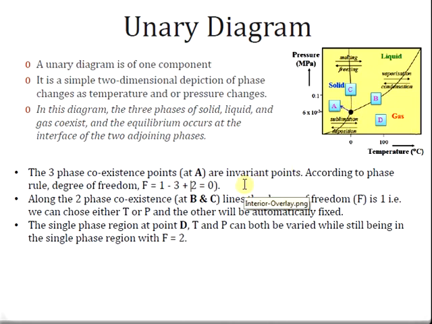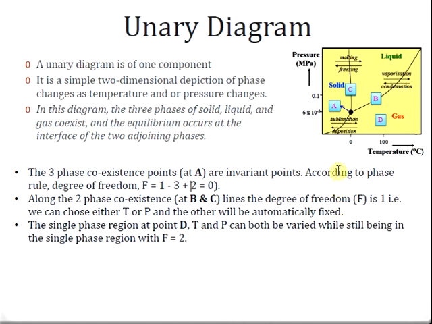That means this is only happening at one particular temperature as well as one pressure value. We cannot fix any of these values. So you don't have the freedom to fix the temperature at which we can bring about this triple point. Also, we cannot define at what pressure we can obtain this three phase equilibrium.